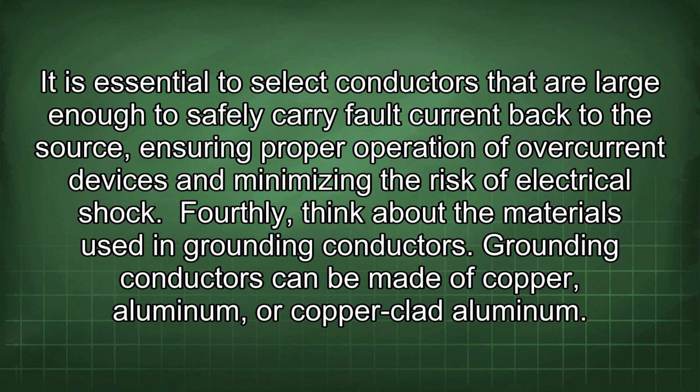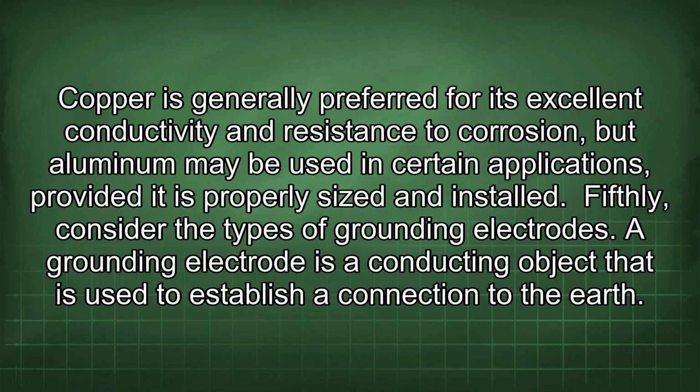Fourthly, think about the materials used in grounding conductors. Grounding conductors can be made of copper, aluminum, or copper-clad aluminum. Copper is generally preferred for its excellent conductivity and resistance to corrosion, but aluminum may be used in certain applications provided it is properly sized and installed.